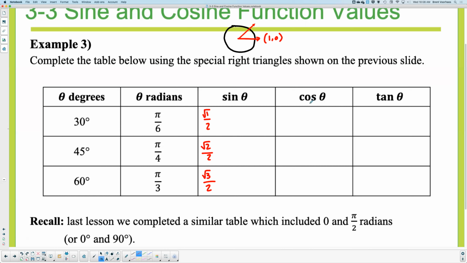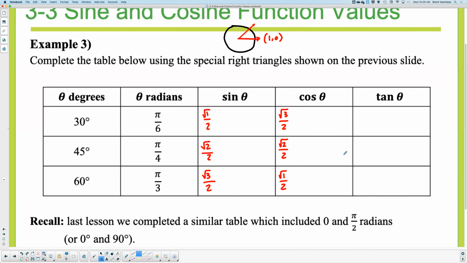What would the values be for cosine? Would this be square root of 1 over 2? Square root of 3 over 2. By the way, these should always add up to 4 if you look at the numbers in the numerator. If you take away the square roots, 1 plus 3 is 4, 2 plus 2 is 4, 3 plus 1 is 4. Okay, and then tangent.